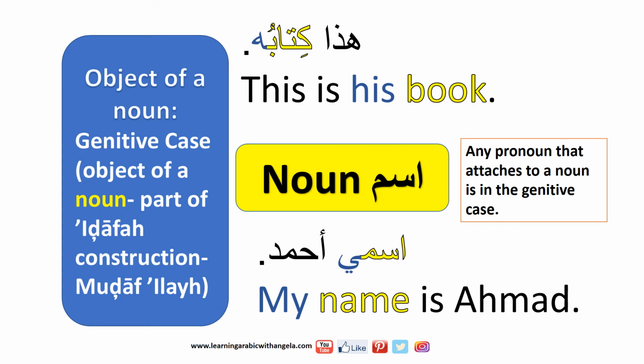اسمي أحمد. My name is Ahmad. The same thing. Over here we have a genitive idafa construction, and it forms a type of possessive relationship. So ismi, my name, kitabuhu, his book.